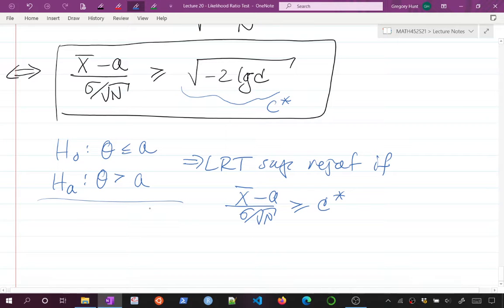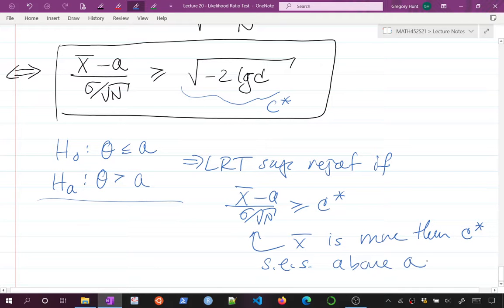So if x bar is more than C star standard errors above A, and in an intro stats course that's what you would do. You would say x bar is more than this many standard errors above that test value, so I'm going to reject. That is, x bar is not just a little bit bigger than A, but much bigger than A. That is sufficient evidence to say our mean has to be more than A, and we should reject the null and say the alternative is more likely.